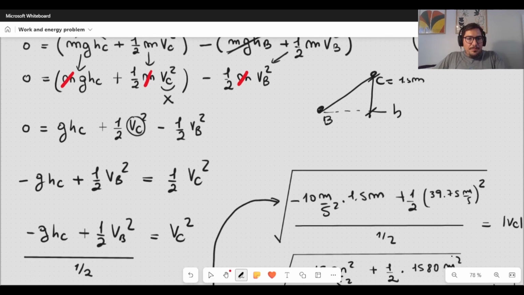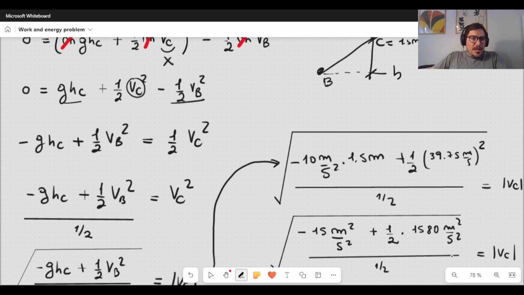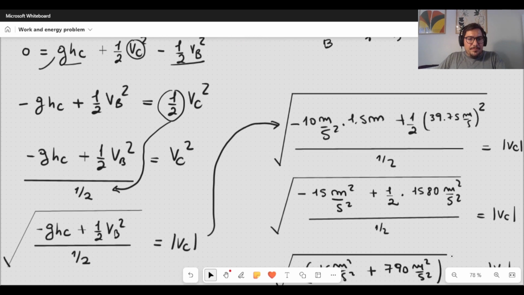So we pass gravity height to the left, minus 1/2 velocity v squared to the left, one subtracting, one adding, and then we have this 1/2 that is going to pass dividing. And then to obtain the absolute value of the velocity c, we pass the square root. And the last step is to replace gravity 10 meters per second squared, but check that you had a minus because this term was in the right side before.